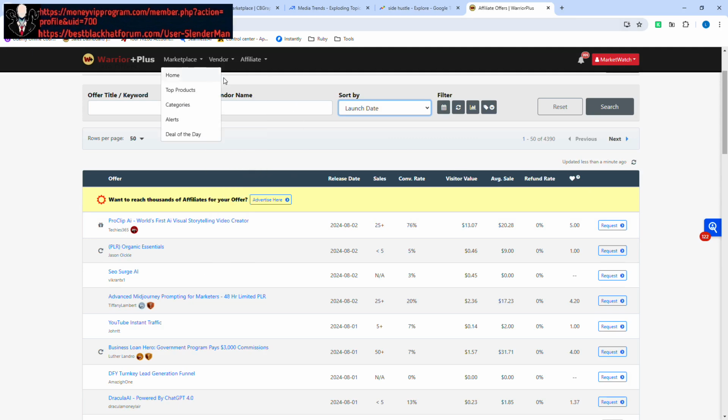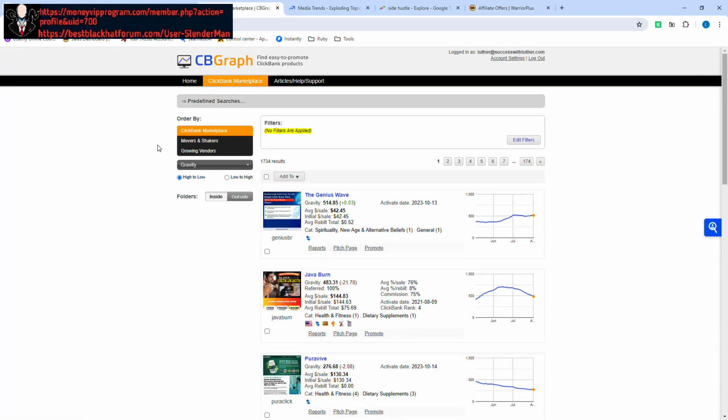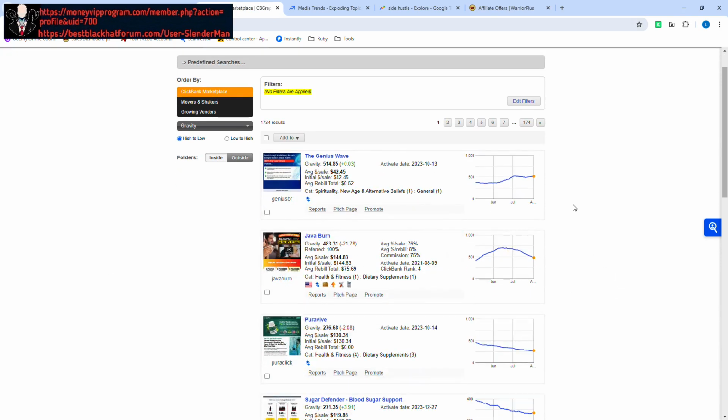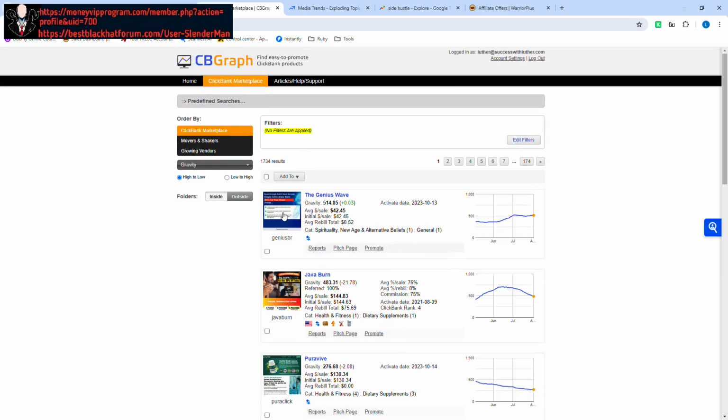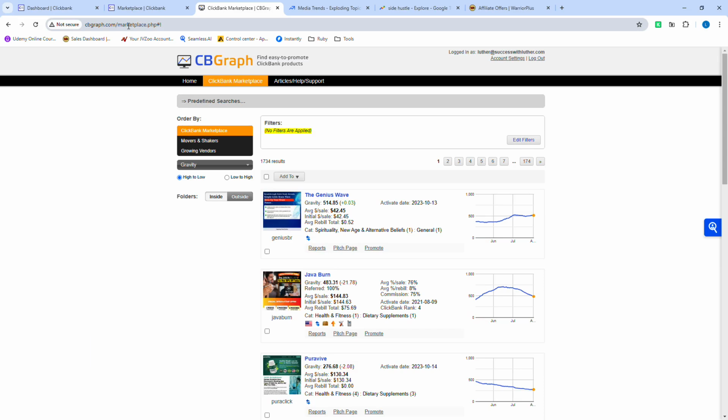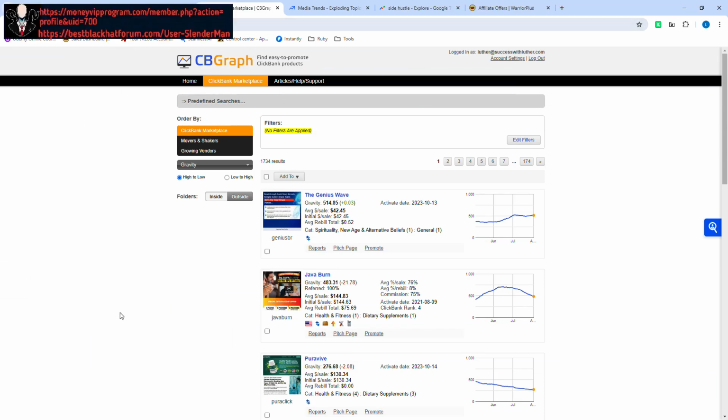But we can look at a service called CB Graph, and we can get a pretty good idea as to what offers are doing over time, whether they are rising or falling in interest. So we'll create a free account on CB Graph. I believe it's $17 a month for the pro account, but they give you a fully functioning account for 7 days, for a week, so that you could try this out yourself. Like I said, it's not necessary to have this account. It's just a good place to look for ideas and trends.